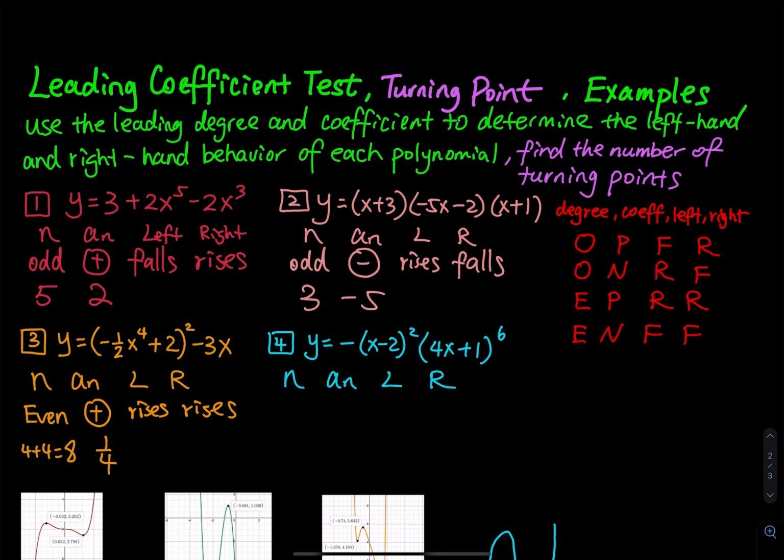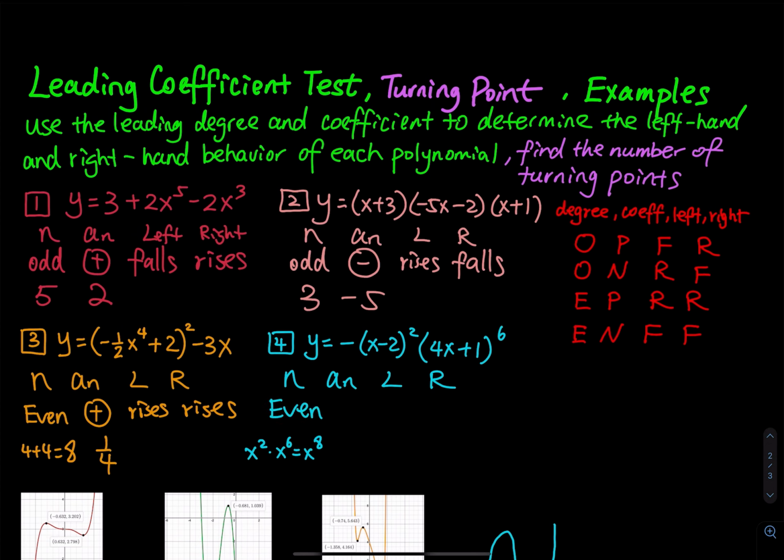What is the leading degree? The leading degree is not 1, right? This is 1, but you have to square that. This is 1, but you have a 6th power. So the leading degree is actually a 2nd power times a 6th power. x to the 2nd multiplied by x to the 6th, which is x to the 6 plus 2, which is equal to 8, right? So the leading degree is even.